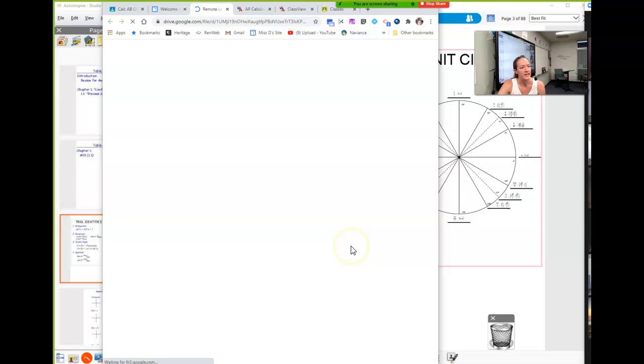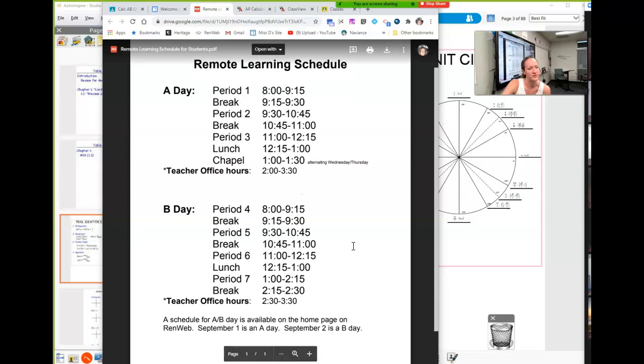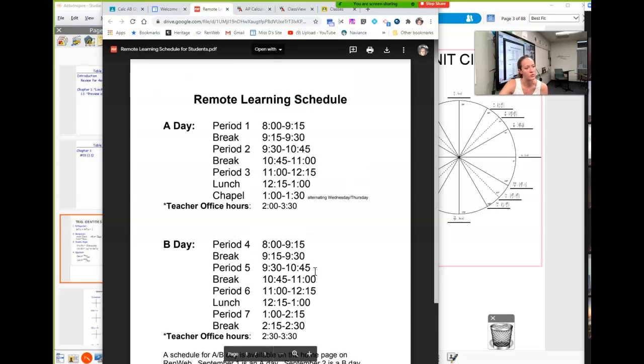If you guys have not yet accessed this, this is the PDF for all of your classes because it was a little confusing the way it was sent out. Remote is a little different than if you were on campus. For instance, period 7 is only on the B days, not on A days, whereas in normal school hours, it'll be every day for a shorter amount of time. So I wanted you guys to have that access.